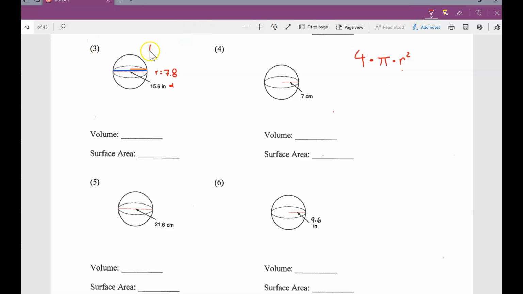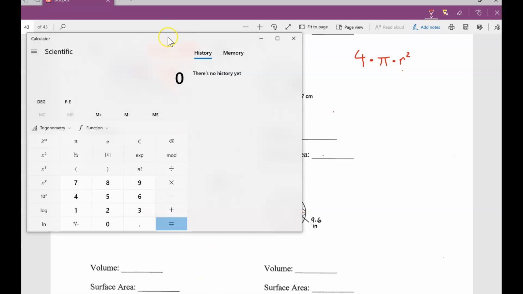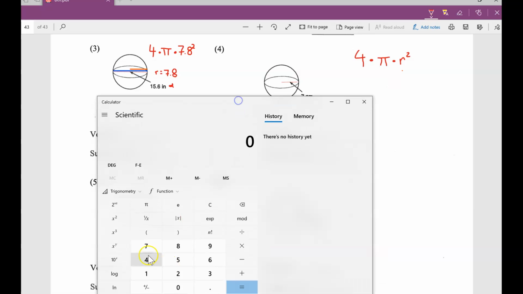Okay, once we know our radius, it's just a matter of plugging in to this formula. So we write a 4 times pi times the radius squared. So we know that our radius is 7.8. We're going to take that to the second power. Okay, now that we know that, we can just plug that into our calculator.